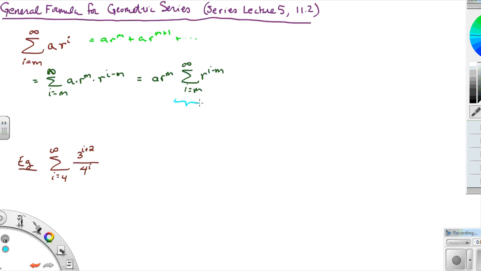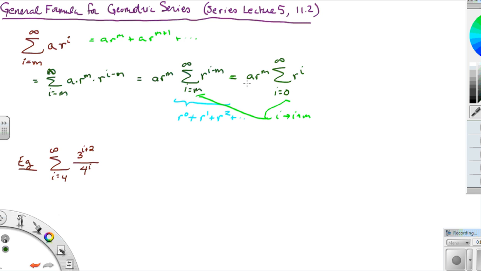Again, when i equals m, I get r to the 0, right? When i equals m plus 1, I get r to the 1, right? When i equals m plus 2, the next integer, I get r squared, and so on. That can be written as a r to the m times the sum from i equals 0 to infinity of r to the i. So in general, when I change the index from m to 0, my i is going to change to i plus m, right? Because in the second sum, when i equals 0, I want it to be the same as i equals m over here. I'll let you think about that a little bit.